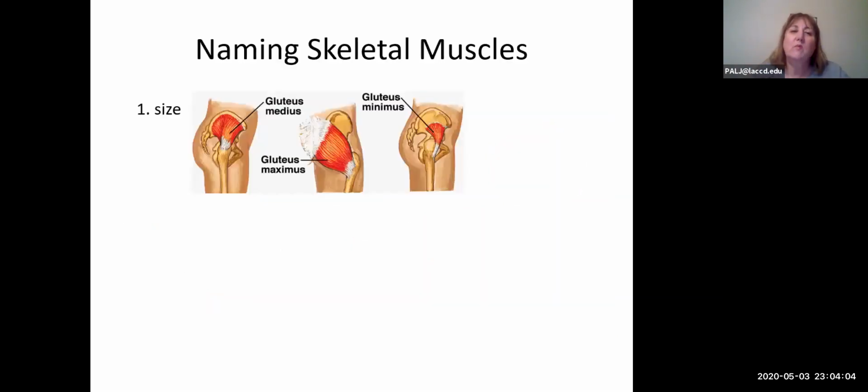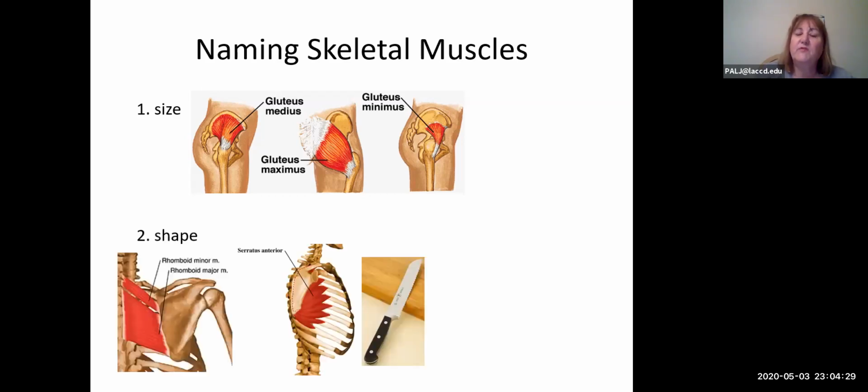All right. So when we come to naming skeletal muscles, I know at first glance they look like they make no sense, but they actually make a lot of sense. One choice of wording always relates to size. For instance, in your buttocks, we actually have 3 different size muscles. So we have like a papa bear, a mama bear, and a baby bear. And so they're called the gluteus maximus, medius, and minimus.